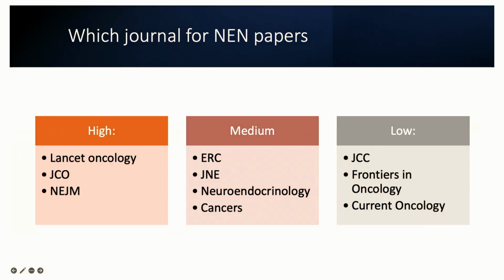So unless you're an international researcher, forget the ones on the left. It's not going to happen. So you'd be doing really well if you get a paper into the medium ones. So that's Endocrine-Related Cancer, Journal of Neuroendocrinology, Neuroendocrinology, or Cancers from MDPI. We're more likely to be aiming at the ones on the right: Journal of Cancer Care, Frontiers in Oncology, Current Oncology, those sort of journals which have an impact factor of 3 or 4, that sort of level. So that's what you should be aiming for, in my view, unless you've got absolutely fantastic revolutionary data.